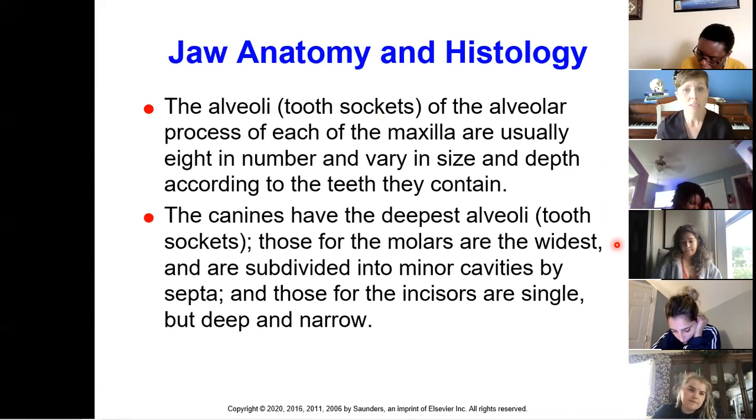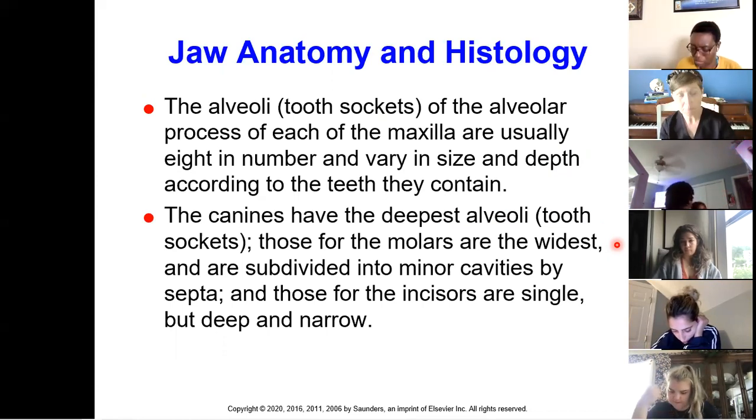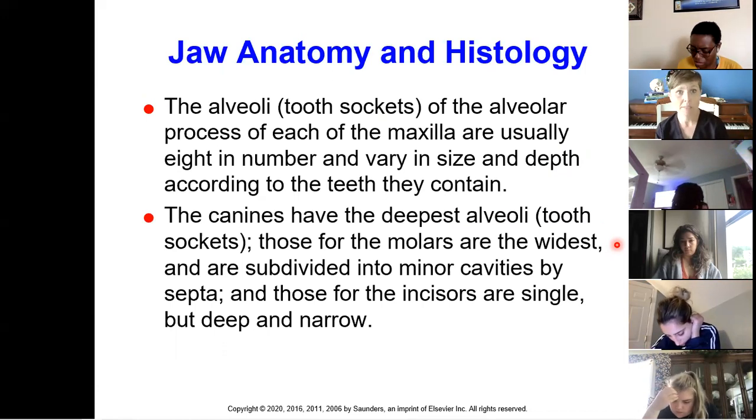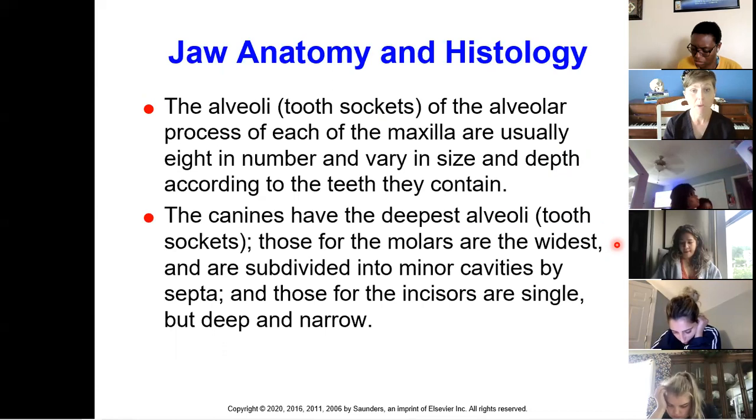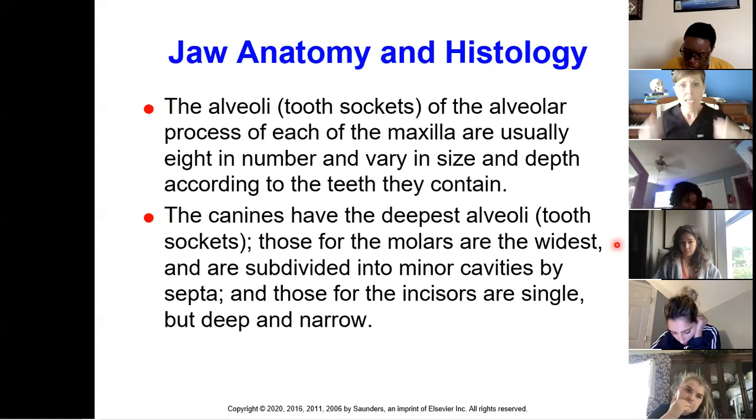All right, so let's talk some more about the alveoli, which are the tooth sockets. In that other picture where the teeth were out, you could see where the teeth would have sat in. The tooth sockets of the alveolar process of each of the maxilla are usually 8 in number and vary in size and depth according to the teeth they contain. Next week, we'll get into the numbers, but there are 8 on each side of the maxilla.